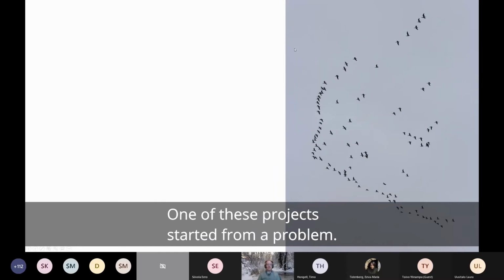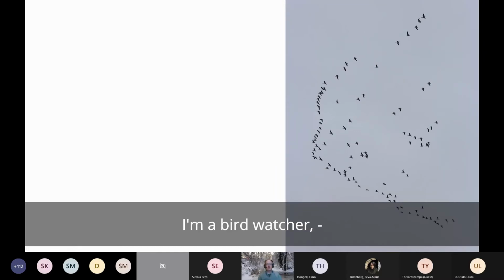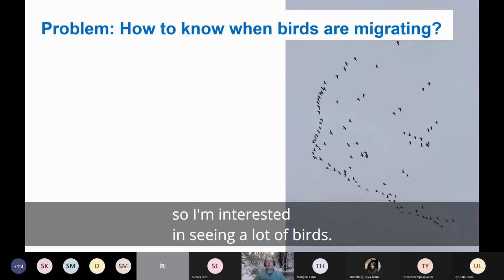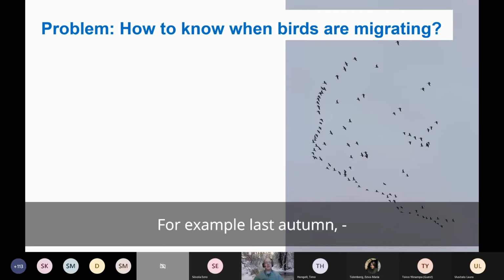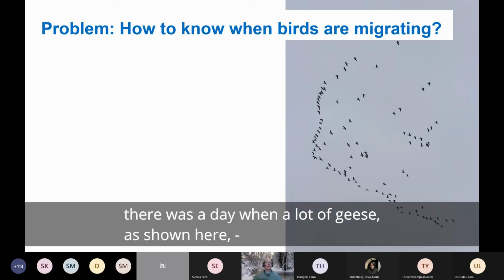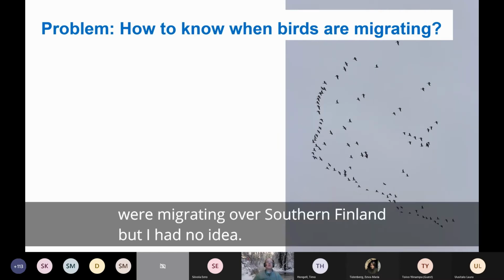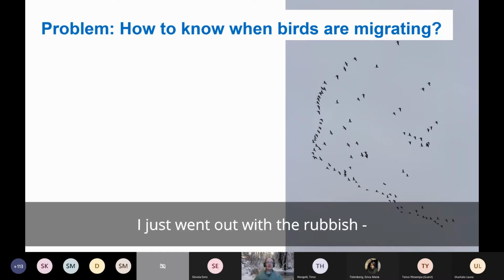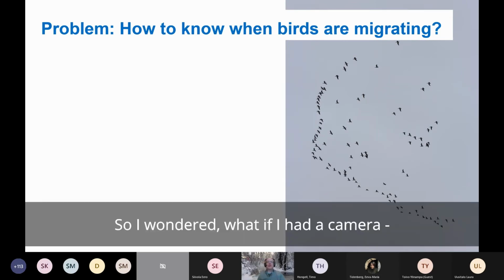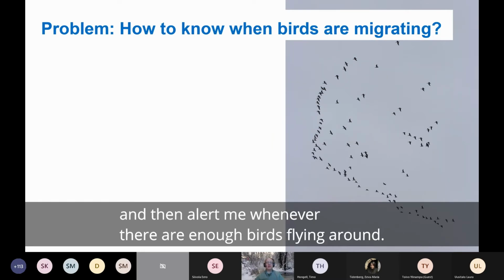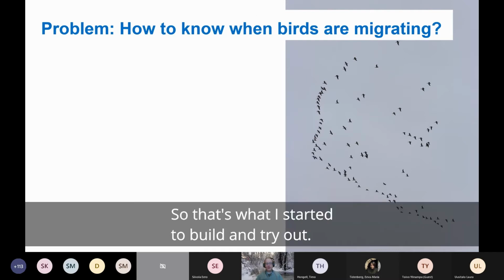So one of these projects started from a problem. I'm a bird watcher, so I'm interested in seeing a lot of birds, but how to know when birds are actually migrating? For example, last fall, there was a day when a lot of geese, as shown here, were migrating over southern Finland, but I had no idea about it. I just went outside to take the trash out and saw that a lot of birds were flying around. So I wondered, what if I had a camera that would constantly monitor the sky and then alert me whenever there are enough birds flying around? So that's what I started to build and try out.